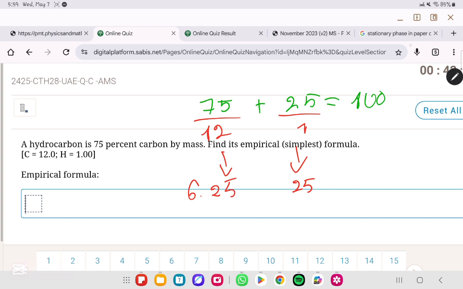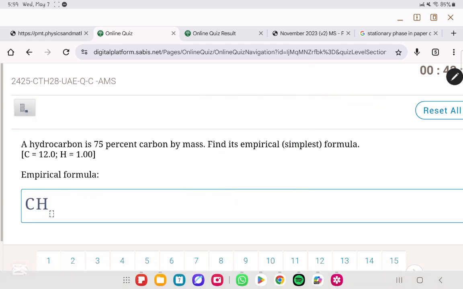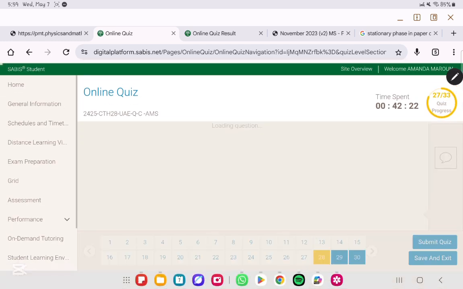And now what we're going to do is divide by the smallest number of moles. If we divide by the smallest number of moles, we get the ratio. It's going to be 1 to 4. So the hydrocarbon, first of all, this is carbon, this is hydrogen. It's on a ratio of 1 to 4, so it's going to be 1 carbon to 4 hydrogens. So it is CH4. We move on to 28.